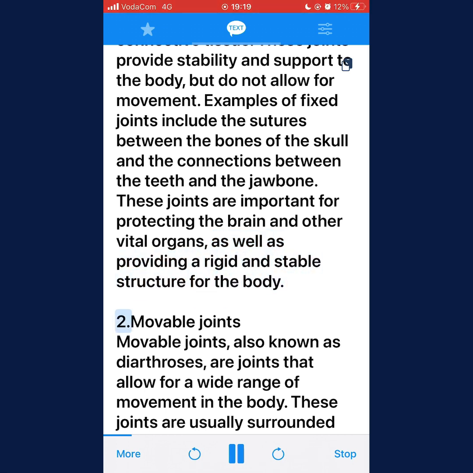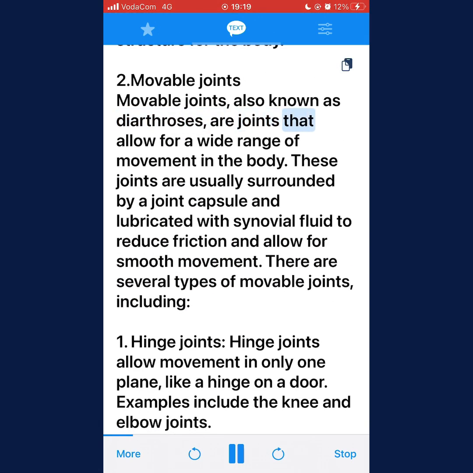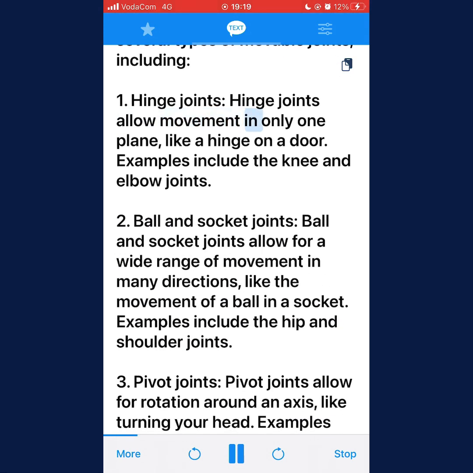2. Movable joints. Movable joints, also known as diarthroses, are joints that allow for a wide range of movement in the body. These joints are usually surrounded by a joint capsule and lubricated with synovial fluid to reduce friction and allow for smooth movement. There are several types of movable joints, including: 1. Hinge joints. Hinge joints allow movement in only one plane, like a hinge on a door. Examples include the knee and elbow joints.